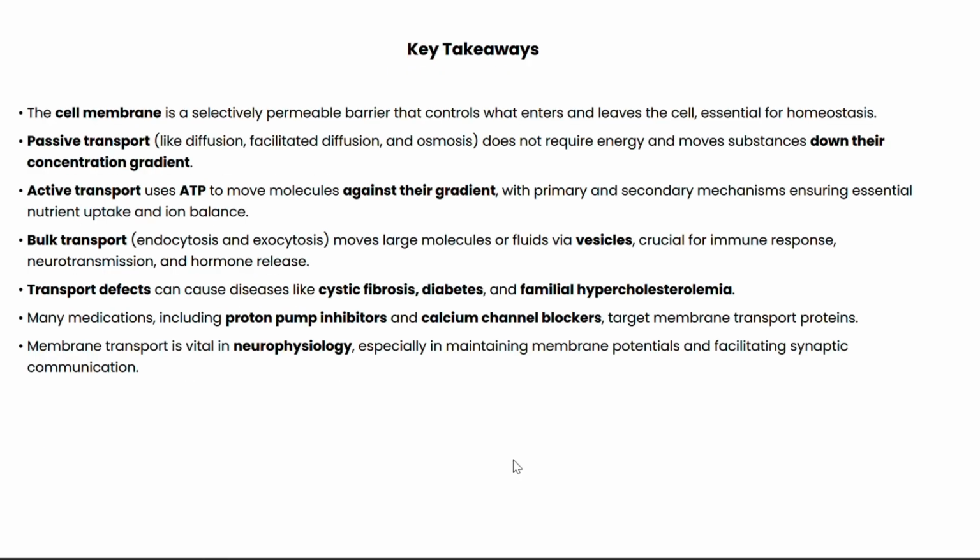So, understanding how substances move across the cell membrane is not just about passing an exam. It's about understanding how life works at its most fundamental level. These mechanisms power everything from breathing and thinking to fighting infections and responding to medication. That is the beauty of biology. The tiniest systems have the biggest impact.